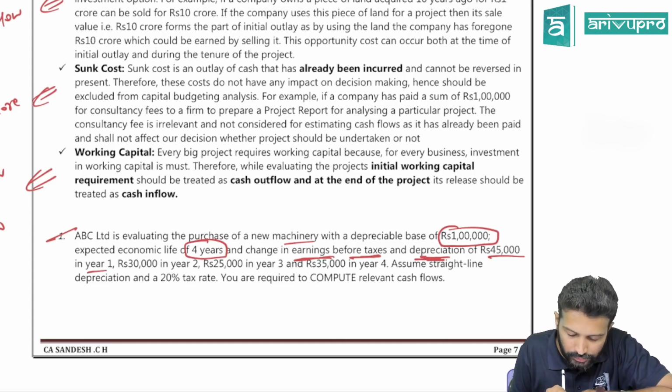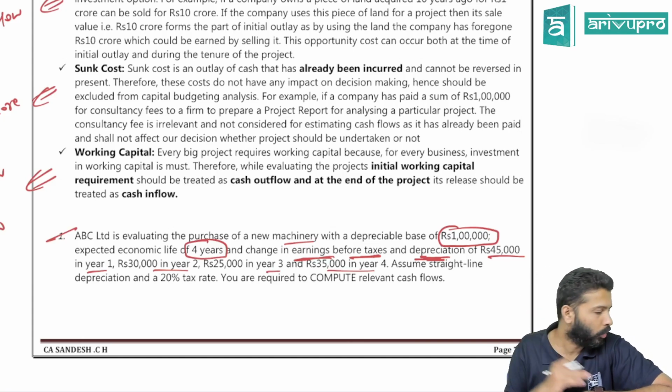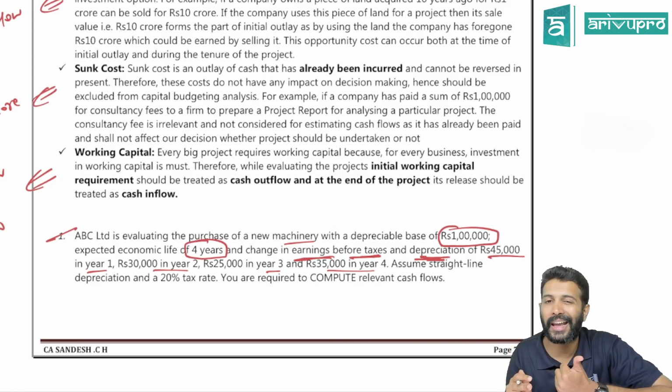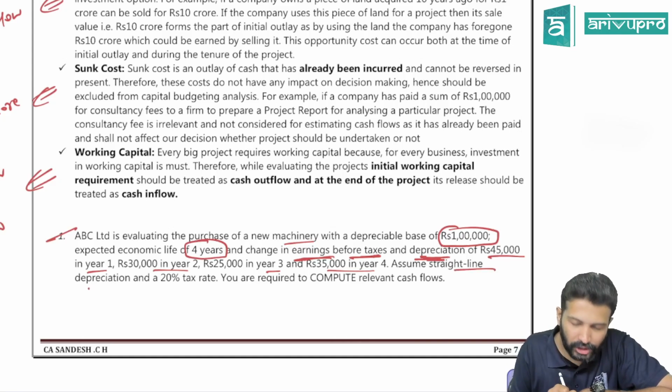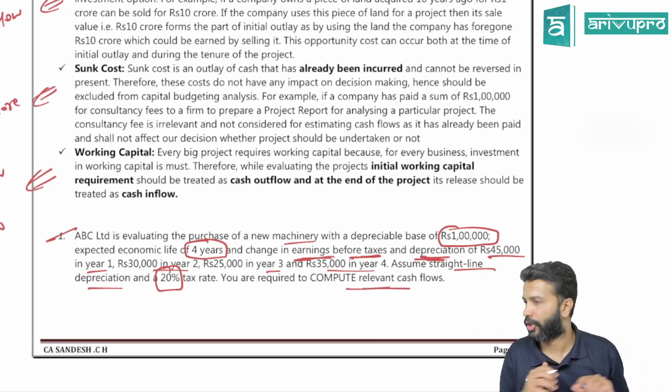The earnings are 45,000 in year 1, 30,000 in year 2, 25,000 in year 3, 35,000 in year 4. They have given 4 years' profit, but this profit is before deducting 2 components, tax and depreciation. Assume straight line method of depreciation and tax rate is 20%. You are required to compute the relevant cash flows.